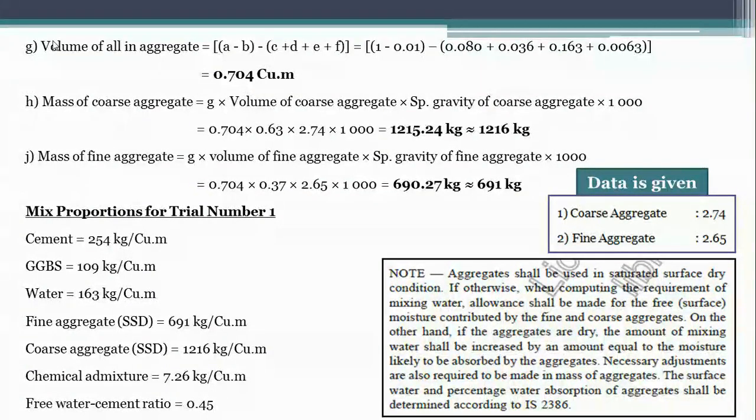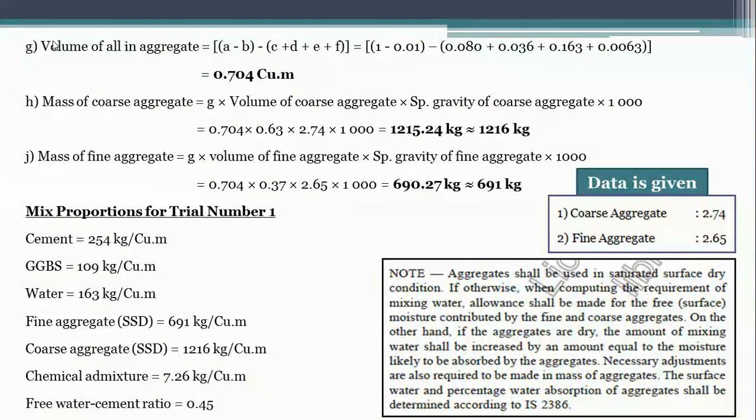So I have highlighted all the mix proportions for trial number 1. That is cement 254 kg per meter cube. Then GGBS is 109 kg per meter cube, after taking 30% of the total cement content. Then water 163, fine aggregate 691, coarse aggregate 1216, chemical admixture 2% of the total cementitious content. So 2% of 363, you will get 7.26 kg per meter cube. Then free water cement ratio is 0.45. So these are the mix proportions that we have calculated.